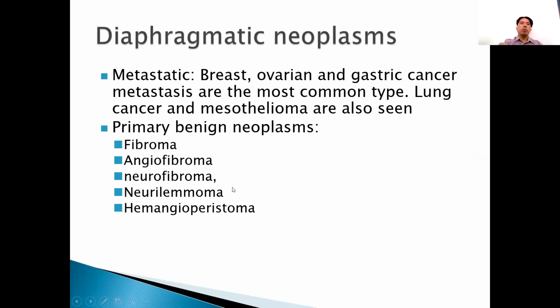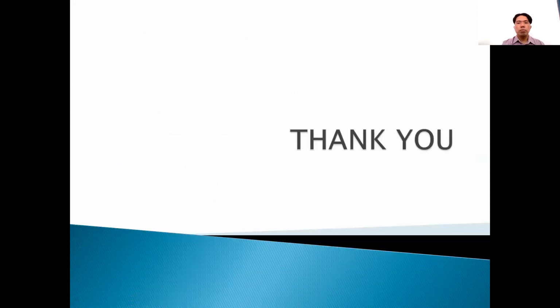Neoplasms would be in the form of fibroma, neurofibroma, neurilemmoma. These are very rare. So that concludes our lecture on surgical anatomy of the lungs and diaphragm.